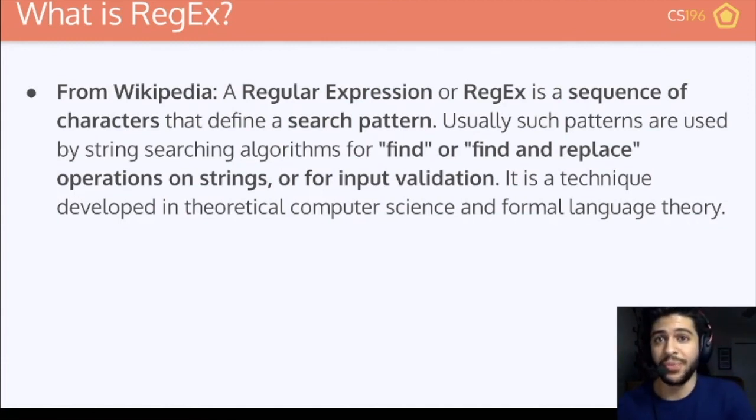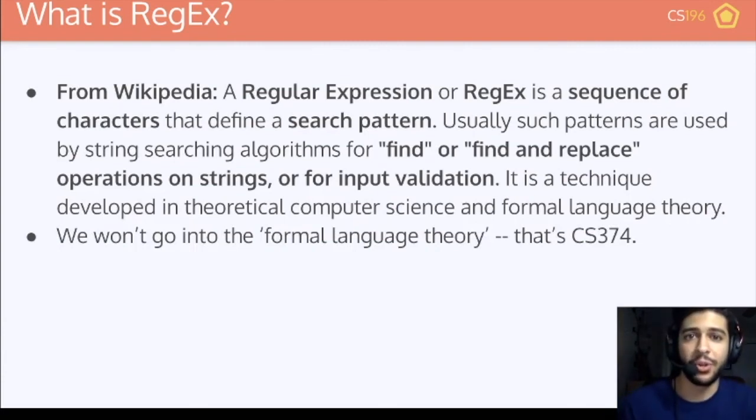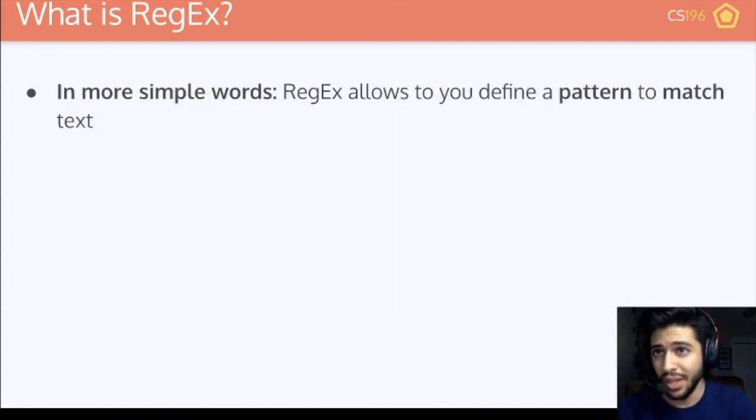That was a mouthful, and that part at the end about theoretical computer science and formal language theory, we're not going to cover today. We're not going to cover it in this class at all. That's stuff that you'll learn in CS374, Intro to Algorithms and Models of Computation. Language theory can get pretty complex. It can get a lot more dense than you'd like it to be. And if you take CS374, you'll have plenty of fun working with the language theory side of regular expressions. But today, we're just going to be looking at how to build patterns using regular expressions. In very simple words, regex allows you to define a pattern that you can match text to.